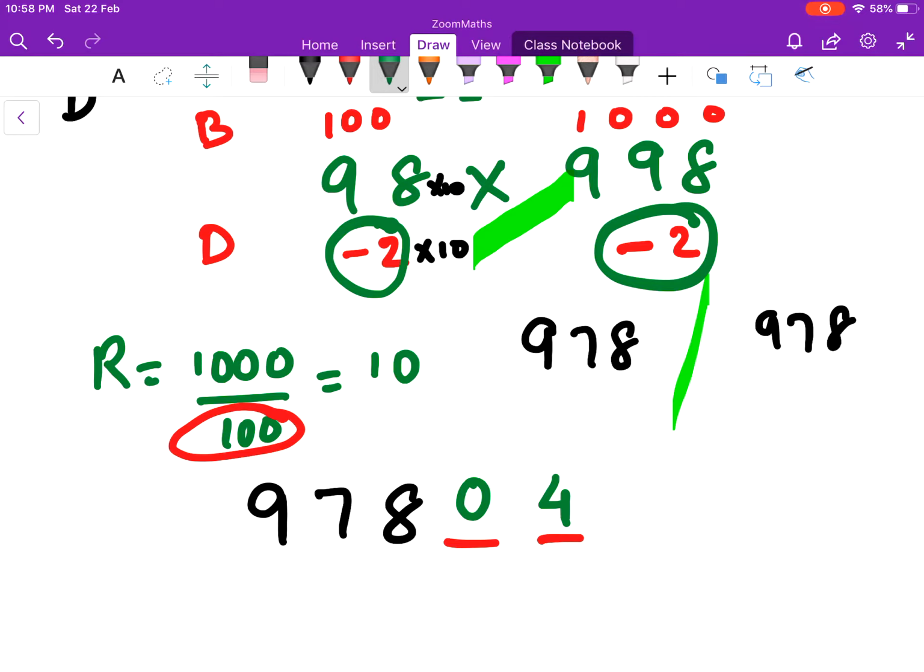Okay, same steps you follow. The only new things that have popped up now are the ratio and then the new base.